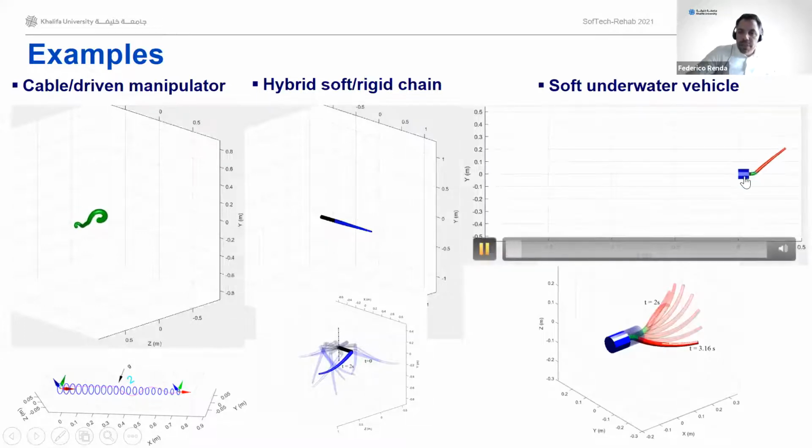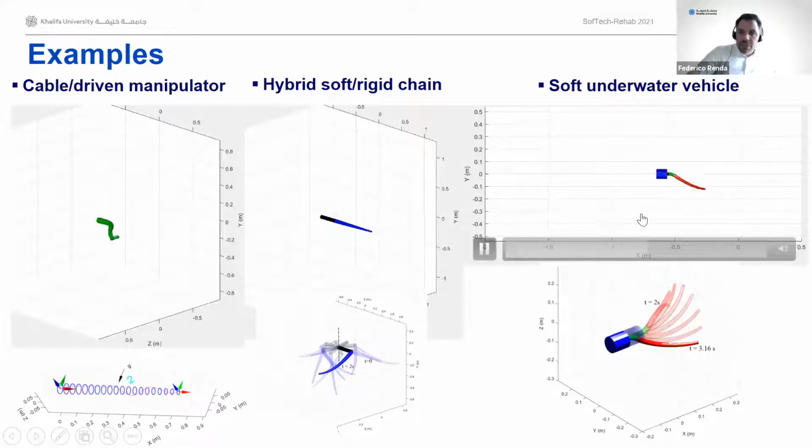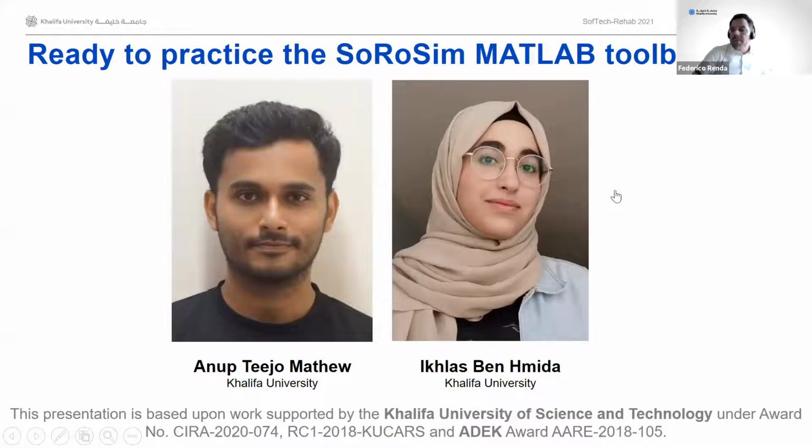And also here we model an underwater soft vehicle with interaction with water as well. And here also we impose the motion of the motor that rotates, and everything else is passive and computed by the toolbox. Okay, I think I've taken enough time for this part.